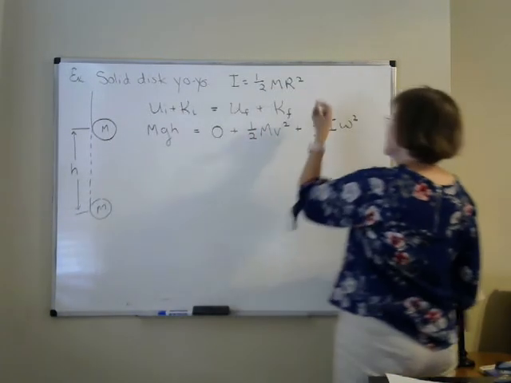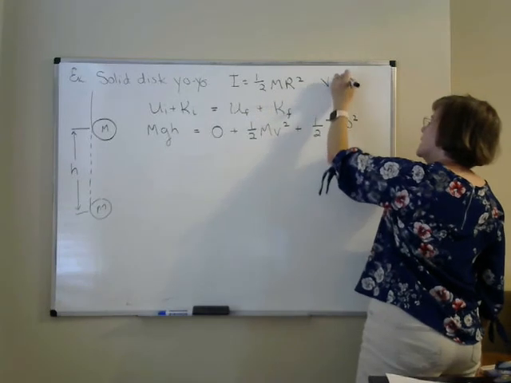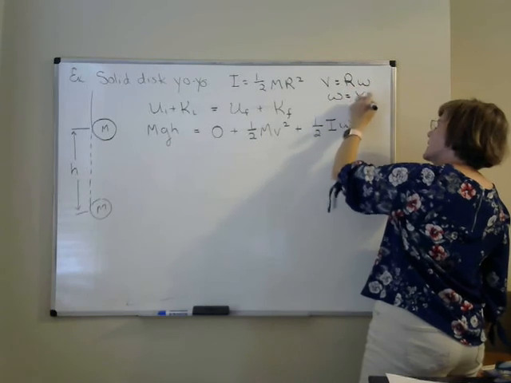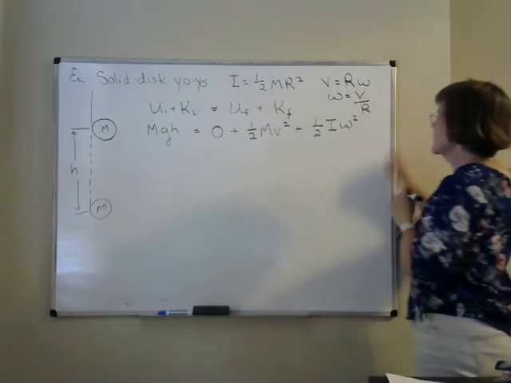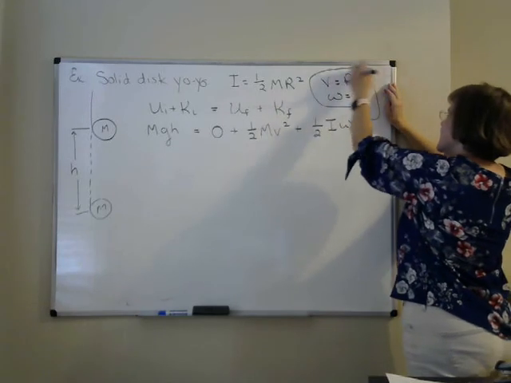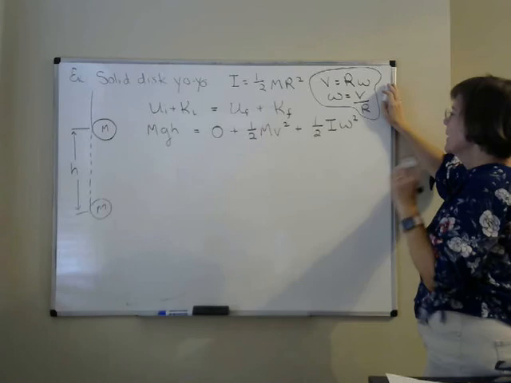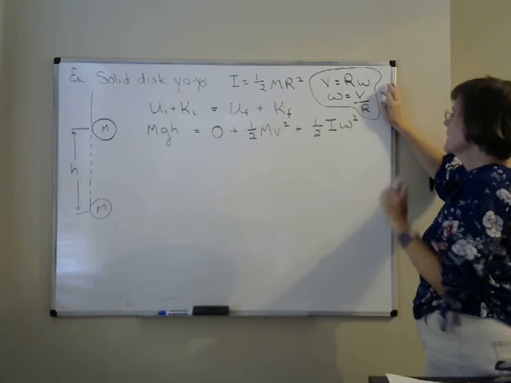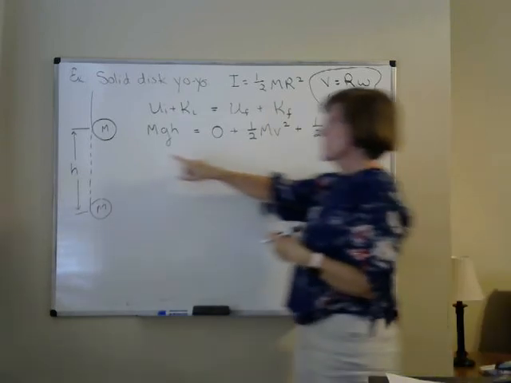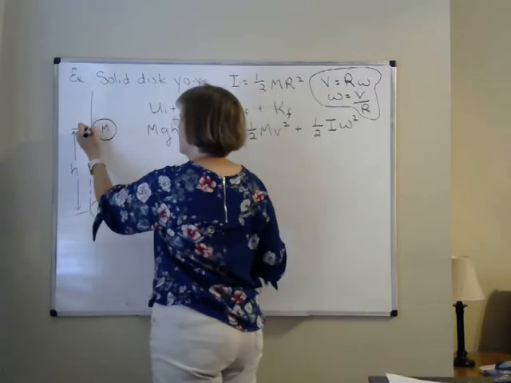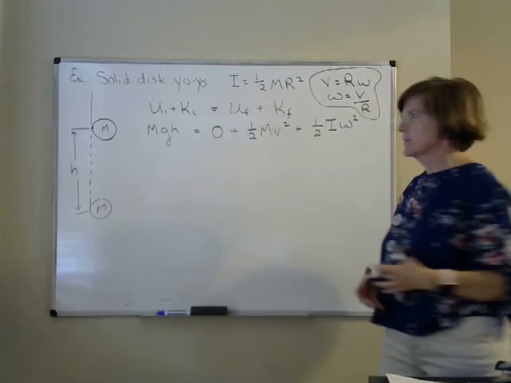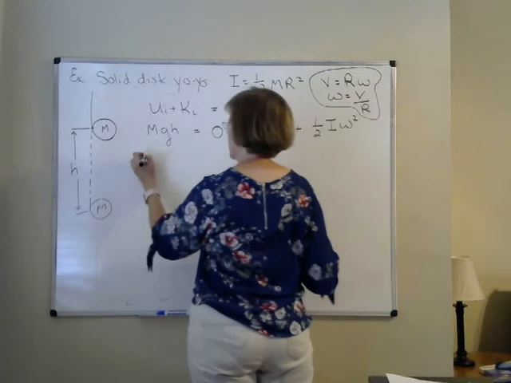But we know that the speed is r omega, which means that omega is v over r. That's a really important substitution that we use a lot on these problems. The angular velocity equals the linear velocity divided by the radius. That's a relationship for a point that's on the edge of the disc, or the edge of the tire on the road. All right, I have mgh.